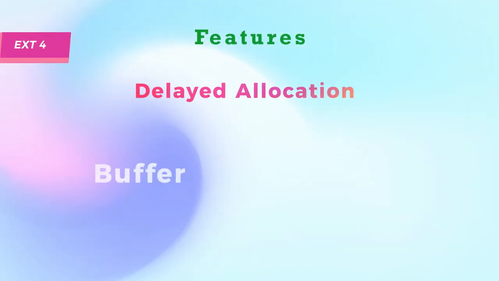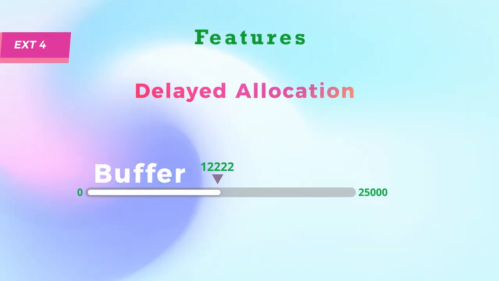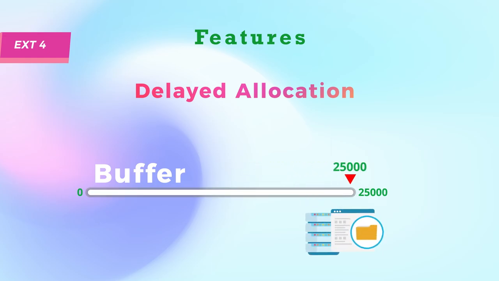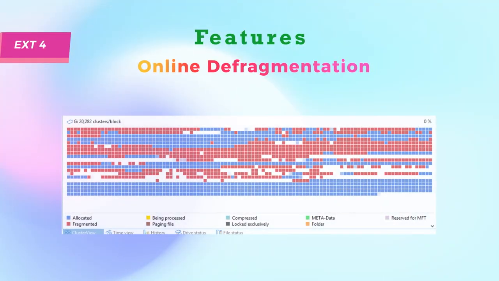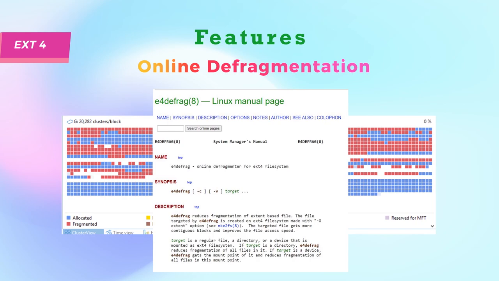The next feature is delayed allocation, where data is stored in a buffer before it is written into data blocks. Delayed allocation allows the file system to make better choices about how to allocate those blocks, reducing fragmentation and increasing performance significantly. EXT4 also supports online defragmentation. There's no need to unmount the disk for defragmentation. e4defrag is the utility available, which is an online block and extent level defragmentation utility.